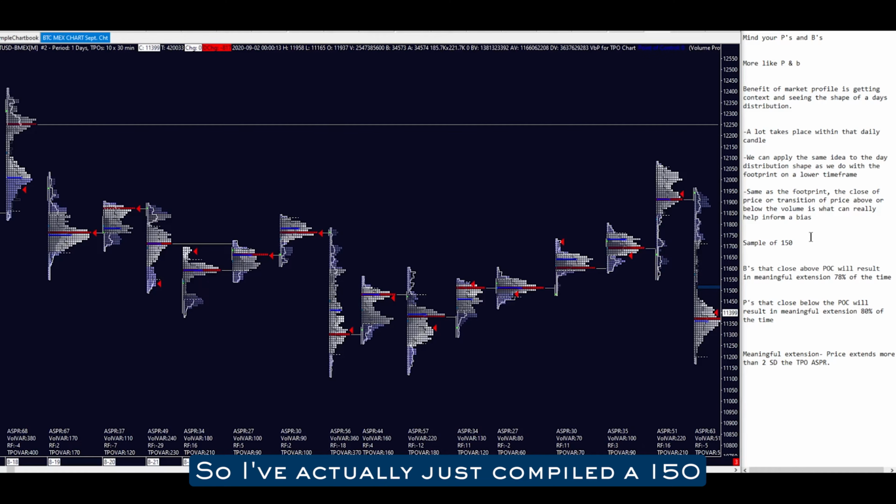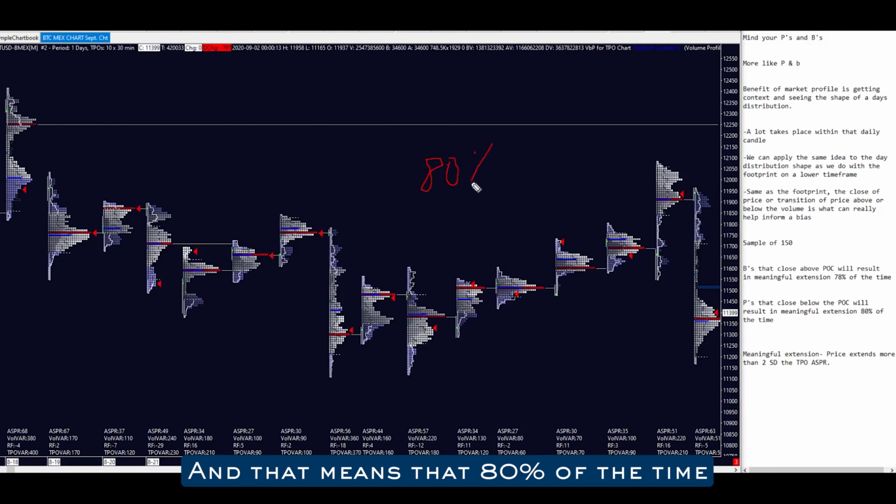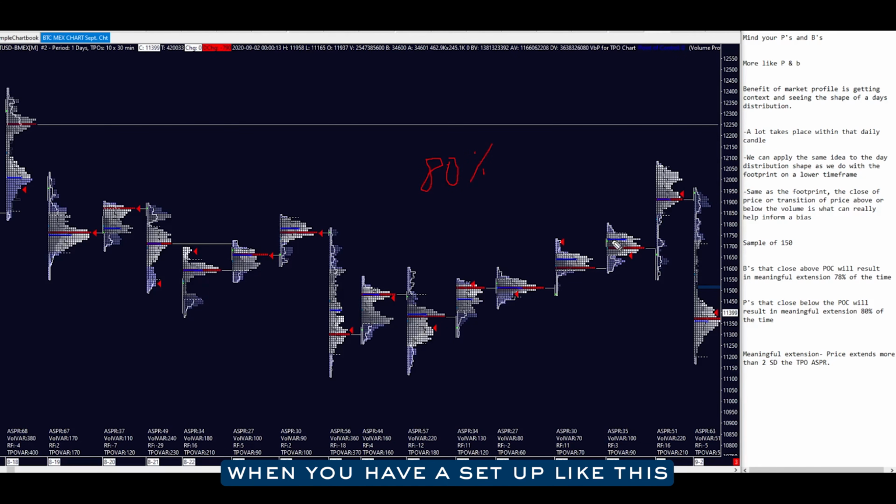I've actually just compiled 150 profiles, because I had that loaded, to get an idea of statistically how actionable certain setups are. In the case of a Dalton setup, I did this with Bitcoin specifically. The Dalton setup is called the 80% rule. That means that 80% of the time when the market opens outside of yesterday's value, and yesterday's value is here, and then gains reacceptance into that value area, it covers the value area.